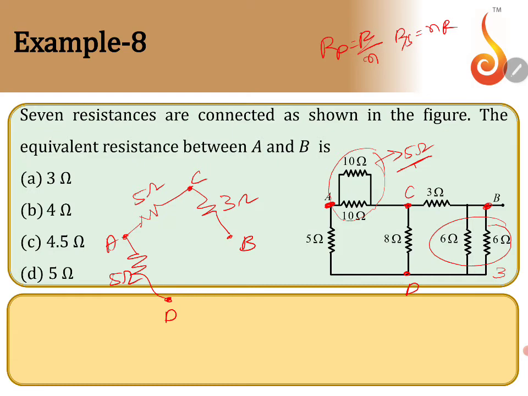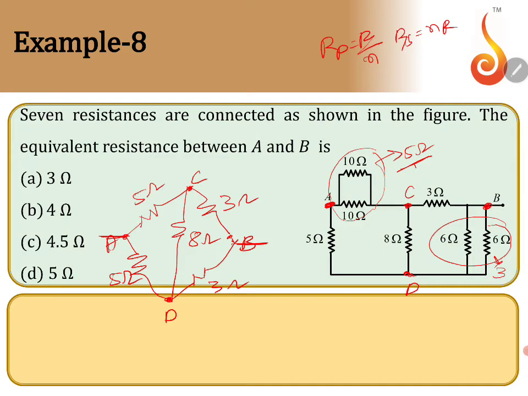From D to B, observe this, this is 3 ohms. So 3 ohms is there. In between C and D, there is a resistance of 8 ohms. If you observe, it is a Wheatstone network and we are trying to find the resistance between A and B.